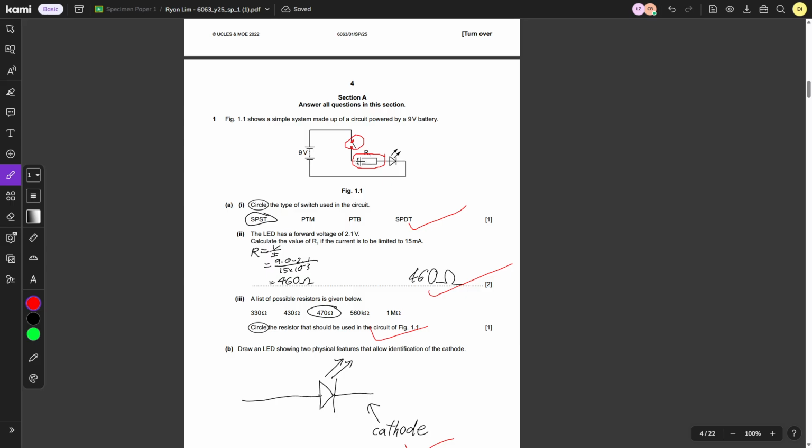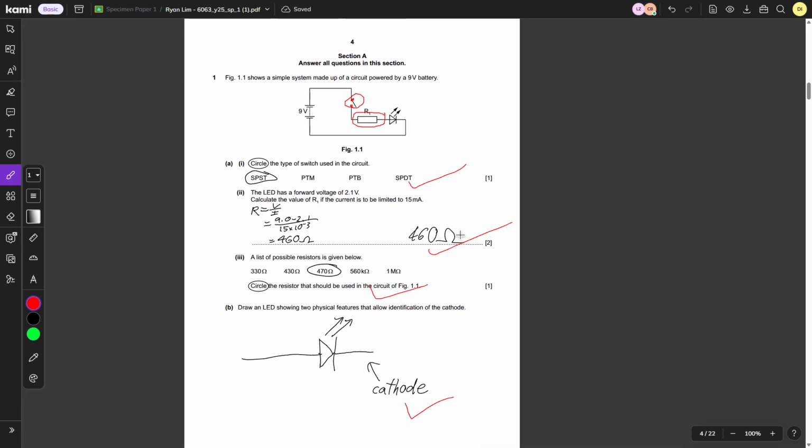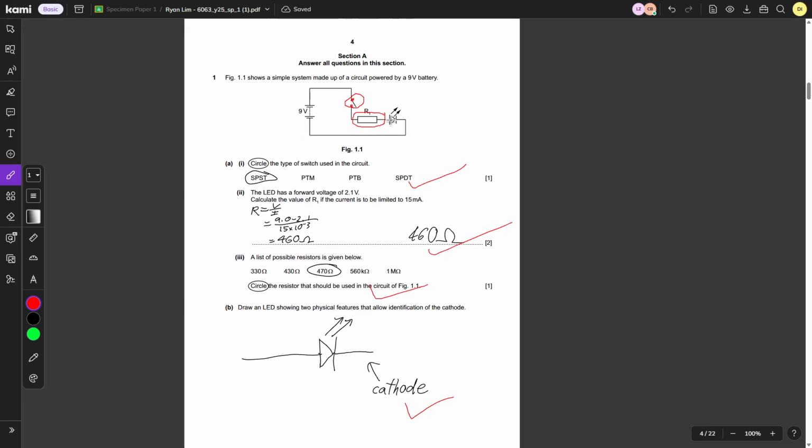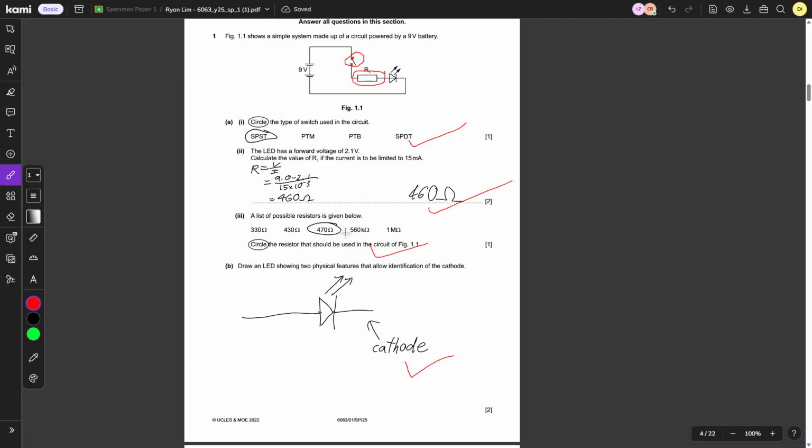Then we divide by the current which we want, which is 50 milliamps. He converts the prefix, which is correct, and then he gets 460 ohms, which is correct. So that's correct. Choose which resistor is best. In this case, 470, because it is closest to 460, and also when you're using resistors to protect components, in this case the resistor is to protect and limit the current for the LED, right? So we also want to choose a higher value.